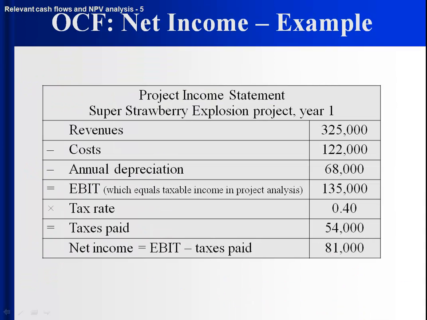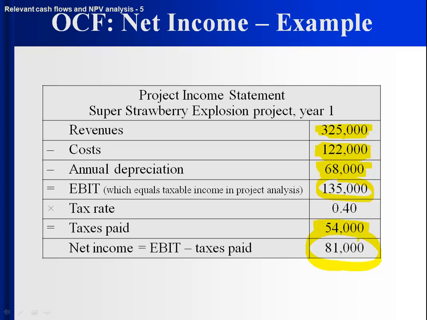And now we just put it all together. Revenues of 325, which we computed, minus relevant costs of 122, minus relevant depreciation of 68,000, means EBIT, which is our taxable analysis, is 135,000. The tax rate's 40%, so 0.4 times 135,000 is 54,000, leaving the firm with a net income for this project of 81,000 in year 1.